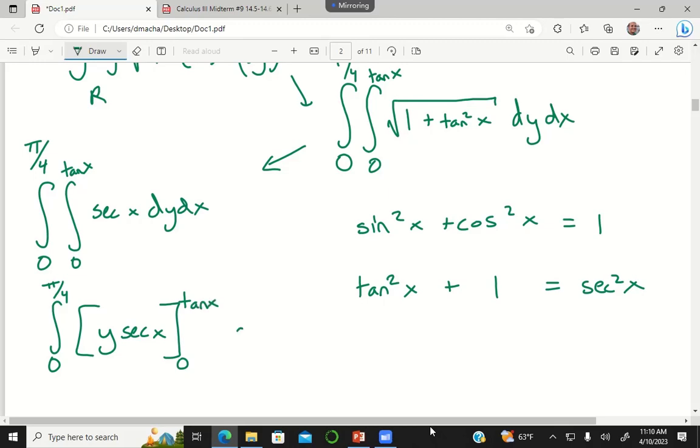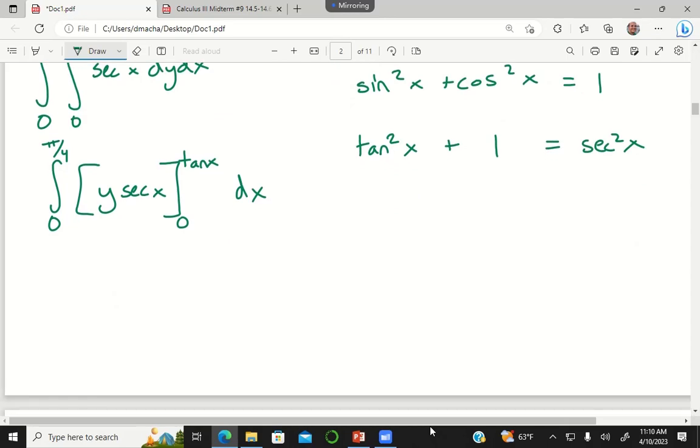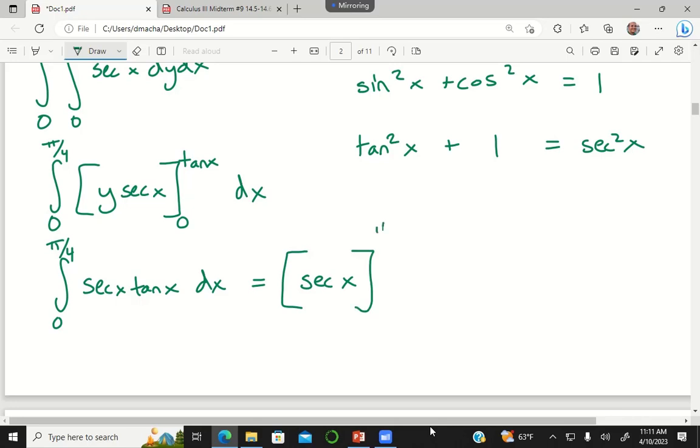And so if I plug in 0 for y, then nothing important happens. But if I plug in tangent x for y, then I get the single integral from 0 to pi over 4 of secant x tangent x with respect to x. What is that antiderivative? We've already said it. Yeah, that's just the secant. And we evaluate at pi over 4 and at 0.